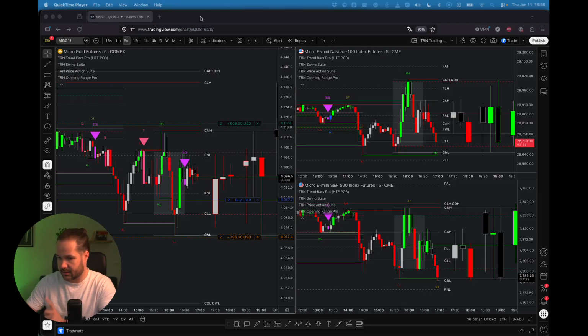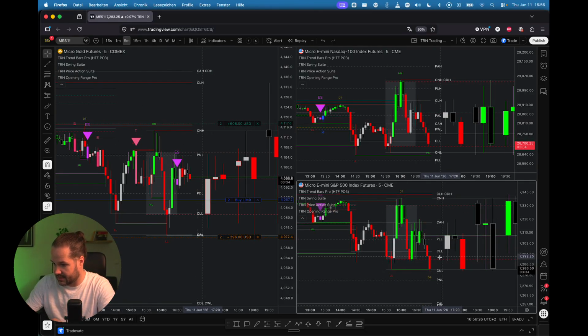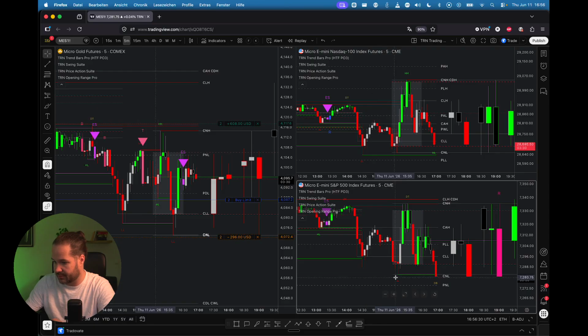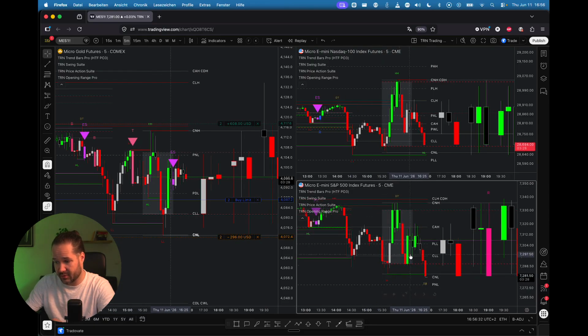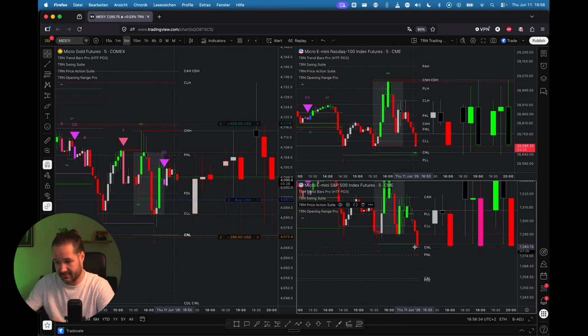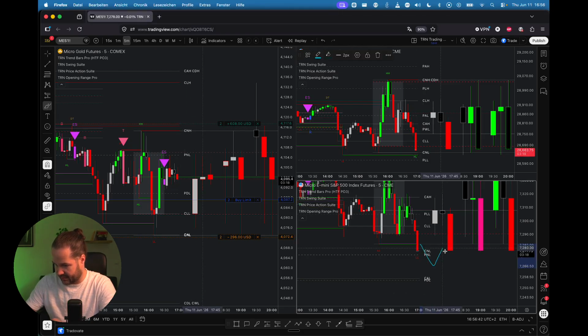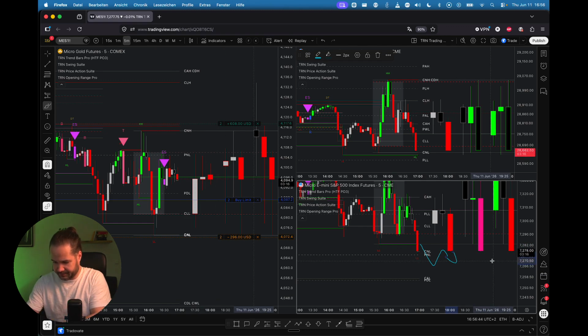Hey guys, it's getting interesting, especially here for ES, where we right now grab the liquidity below the opening range low. It would be the perfect time for a bullish reversal or for a confirmed breakdown. And then afterwards, maybe something like a pullback and then a bearish continuation.